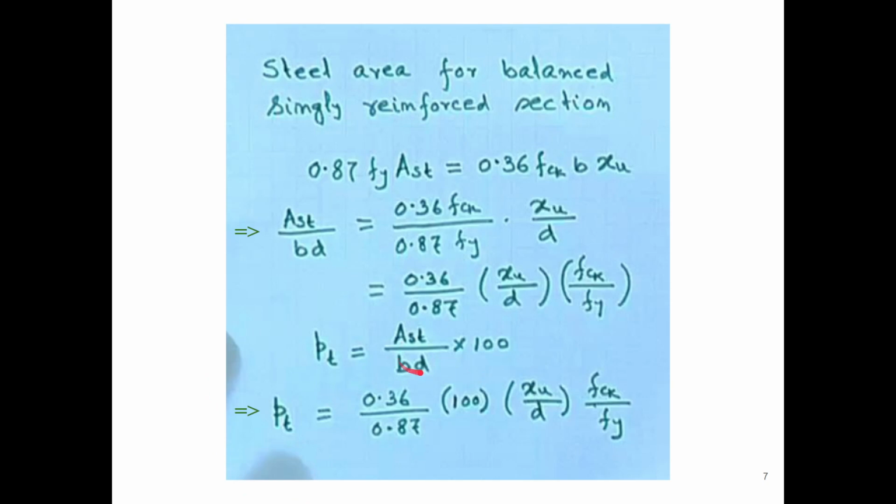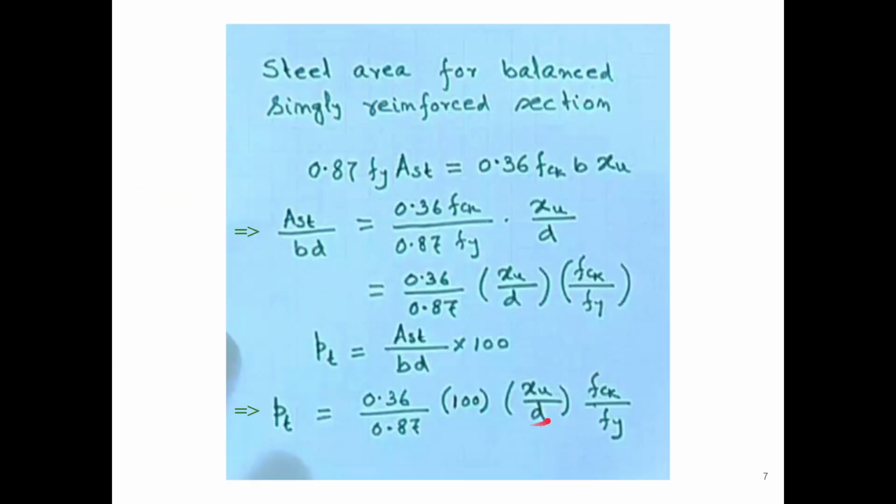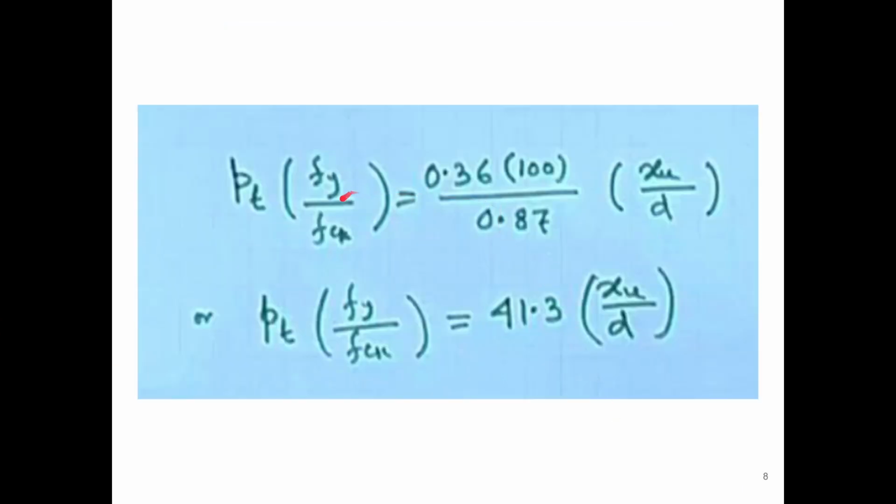So substituting AST by BD as this value, we get PT equal to 0.36 by 0.87 into XU by D into FCK by FY into 100. Again, if we take this FCK by FY and bring it to this side, we get PT FY by FCK equal to 41.3 XU by D. So this is one more derivation.